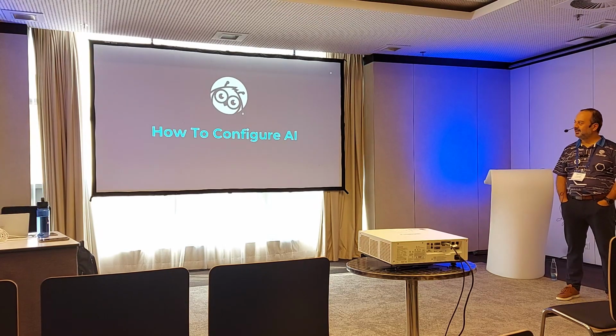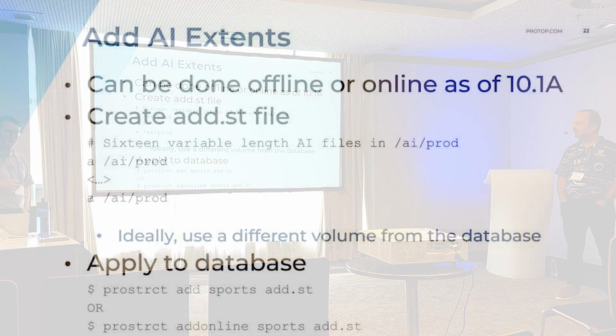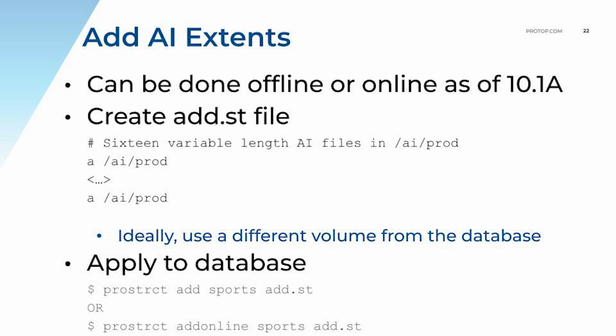So let's talk about how to set this up. Let's imagine we have a database, but we don't have AI enabled. How do we get from unprotected to protected? The first thing we're going to do is create a structure addition file that has AI extents defined in it. Now, this could lead into a whole religious discussion about fixed extents versus variable length extents, and I don't think we have time to go into all the whys and wherefores about that.